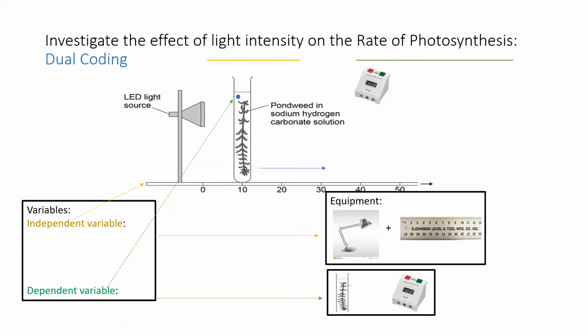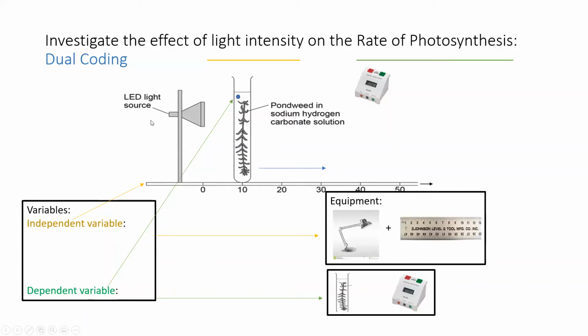How that's achieved is that the boiling tube is then moved along this ruler. So this is what the arrow's telling me. The boiling tube is moved along, and that distance of each 10 centimetre interval is the independent variable. Now, the dependent variable is the bubbles that are counted per minute. For this to happen, I need pondweed in sodium hydrogencarbonate solution in a boiling tube. So that's one way that you could do the dual coding and keep practising it.